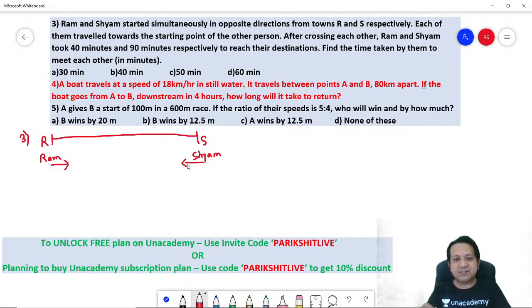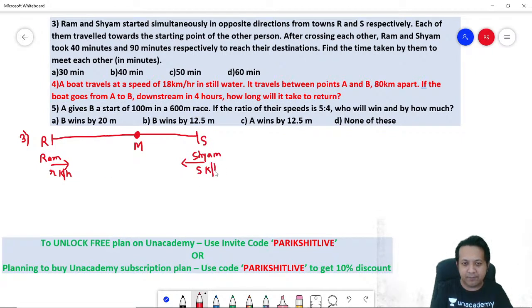Perfect. After crossing each other, so at some point they will cross. At some point they will meet. Let's say they meet at this point M. Okay. What is Ram's speed? Let's say Ram's speed is R kilometers per hour. What is Shyam's speed? Let it be S kilometers per hour. And now if I tell you, let's say they meet after T hours.